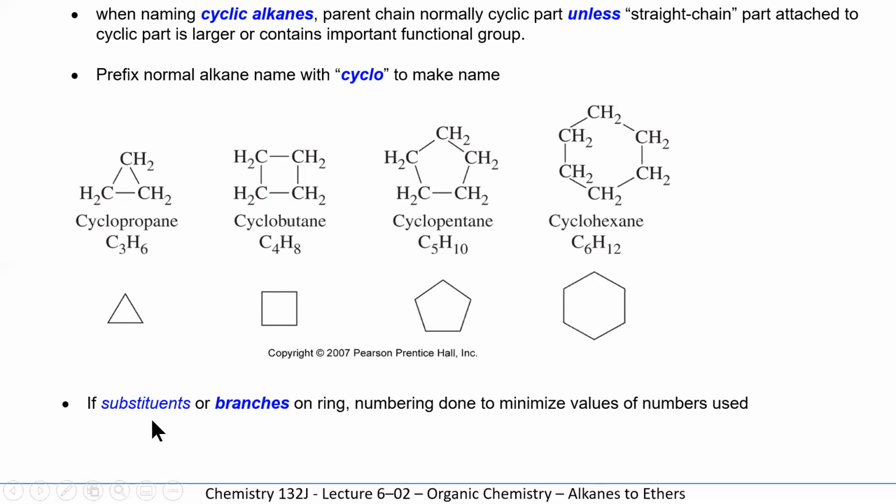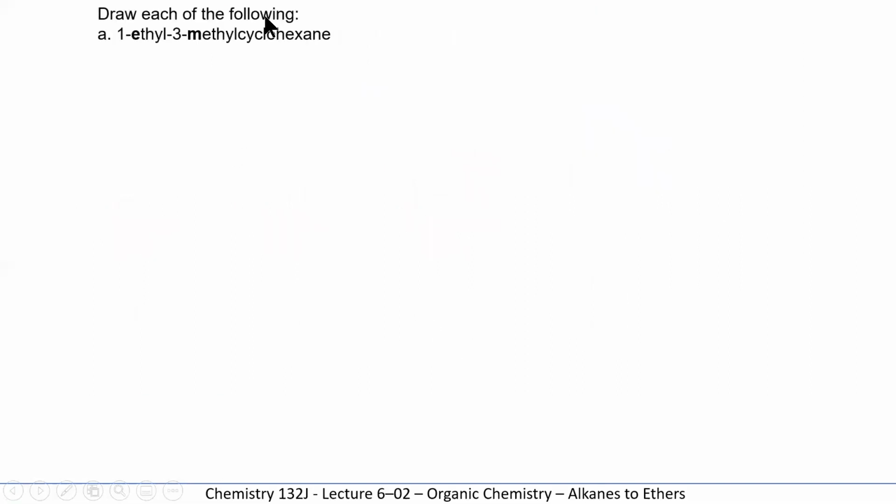Now, we can also have substituents or branches on the ring, and we're going to number them so we minimize the value of the numbers used. And you're going to alphabetize these side chains attached. So we're going to show you that in a minute. So I'll give you an example here.